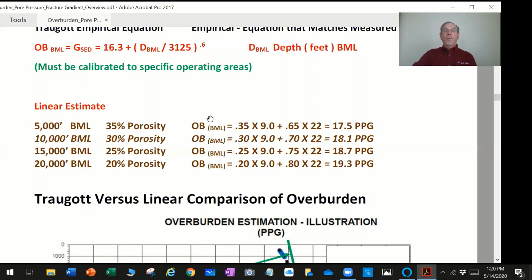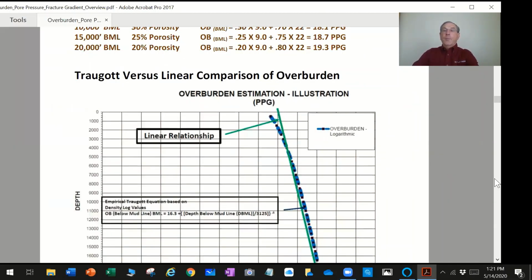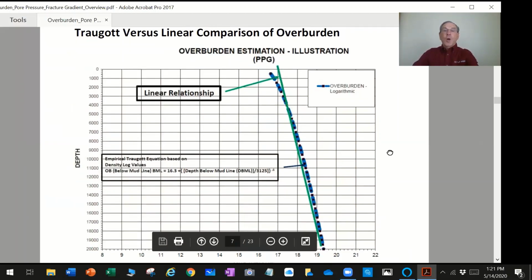And then you can take that overburden and put it in terms of pounds per gallon. Using 35%, knowing that it's 35% 9 pound per gallon water and 65% rock, that 35% porosity would be the same thing as 17.5 pounds per gallon. At 10,000 feet, average porosity is about 30%, which equals 18.1 pounds per gallon. From the mud line all the way down to 15,000 feet has an average porosity of about 25%, which would be about 18.7 pounds per gallon. And likewise, between the mud line and 20,000 feet has a porosity average of about 20%, which is about 19.3 pounds per gallon.